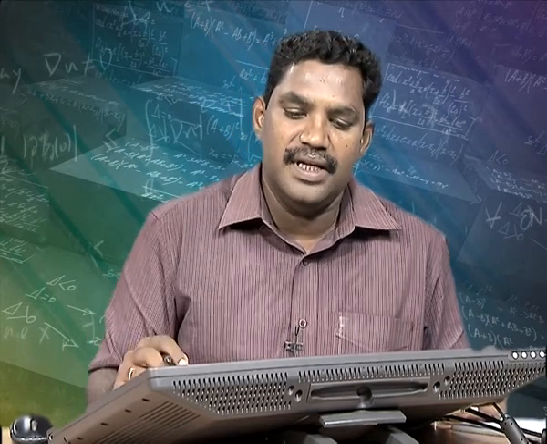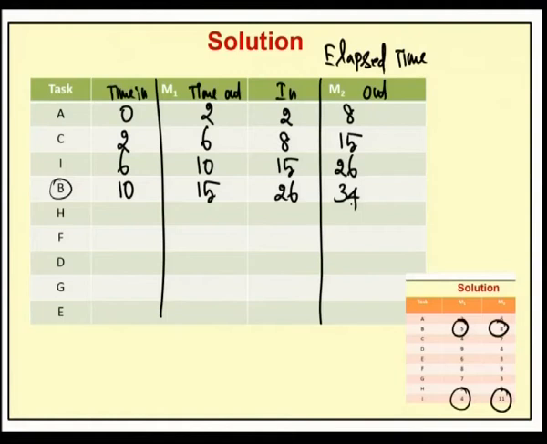Welcome back. Before the break, with the help of the n-job 2 machines algorithm, we calculated an optimal sequence for the given problem. Now with the help of this optimal sequence, we try to calculate the total minimum elapsed time.